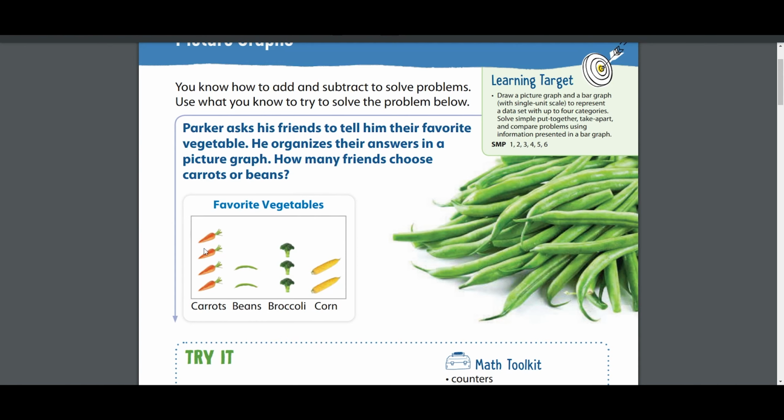This is the picture graph they are talking about. A picture graph, as it says, is a graph that shows pictures. Based on this picture graph, we can see carrots, beans, broccoli, and corn. We can represent data through a picture graph. We can see how many students chose carrots, how many beans, how many broccoli, and how many corn. We can see the most, the least, and the ones that are alike.